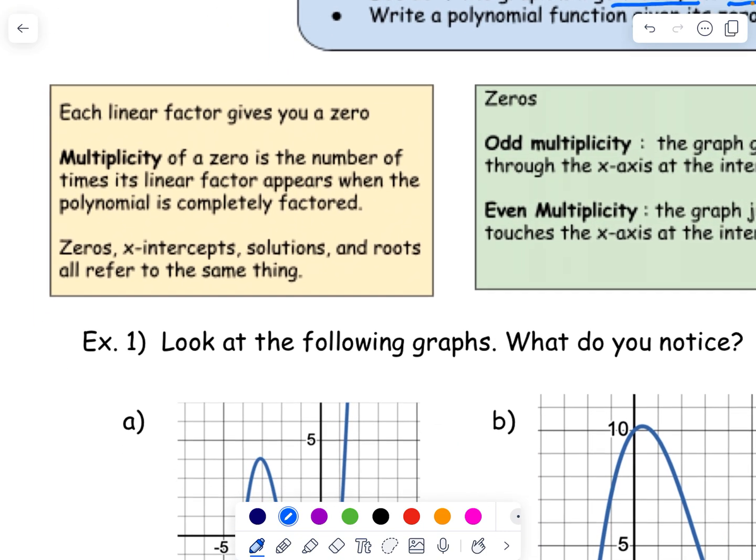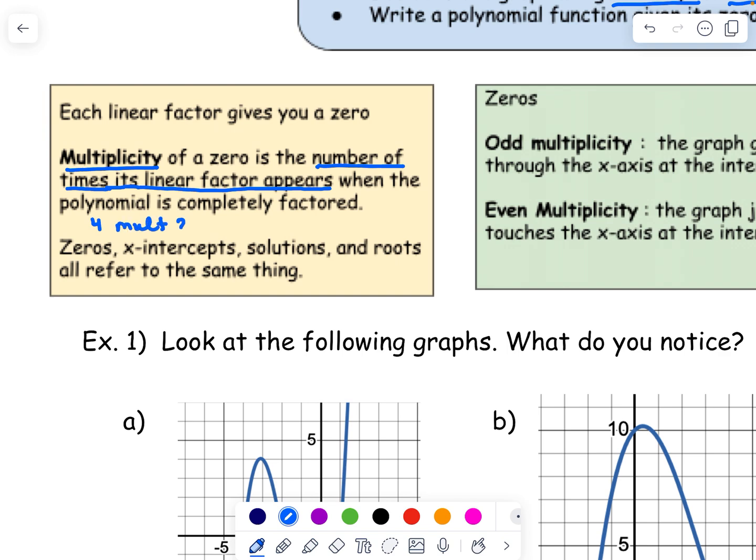So let's talk about some really important words here. Multiplicity. Multiplicity is the number of times that its linear factor appears. So if I'm talking about multiplicity of a zero, if my zero is 4 with multiplicity 2, I know that I'm going to have x minus 4 as a factor, and it was squared. So that's kind of what that means, okay? And again, I cannot stress this enough. Zeros, x-intercepts, solutions, and roots, they all mean the same thing, okay?